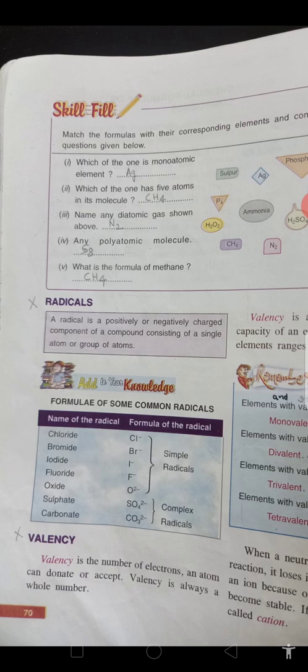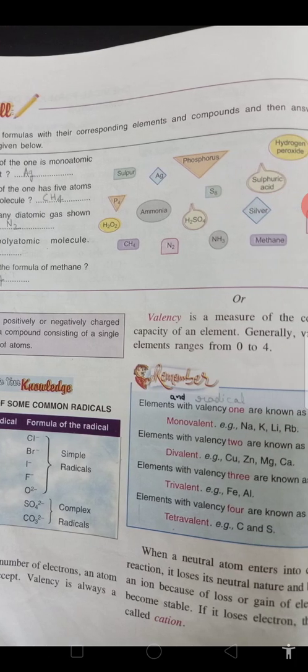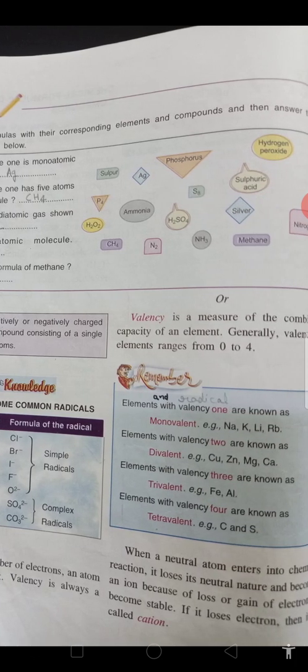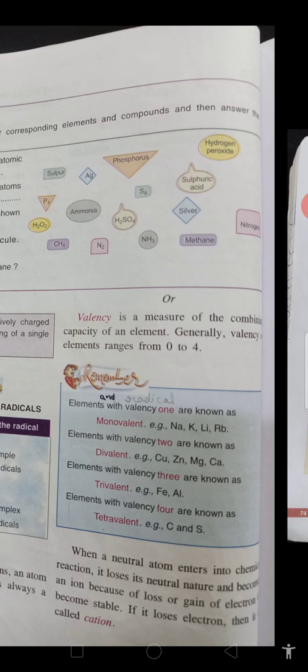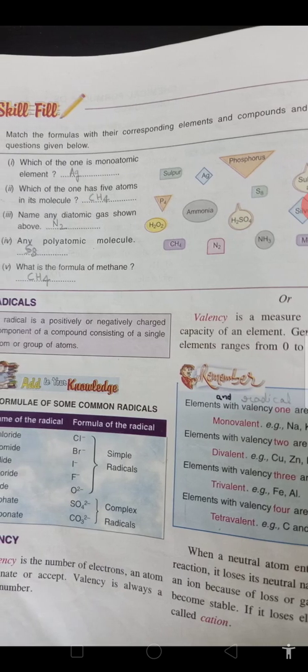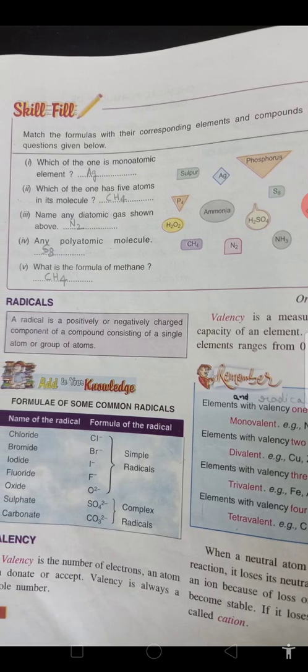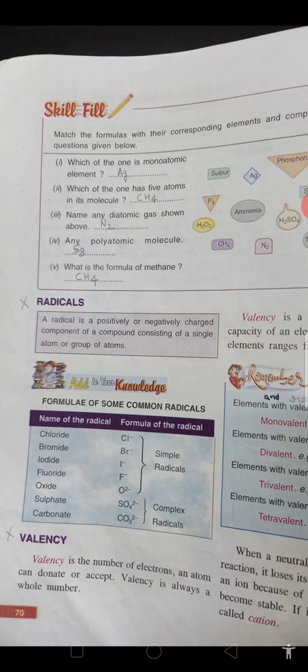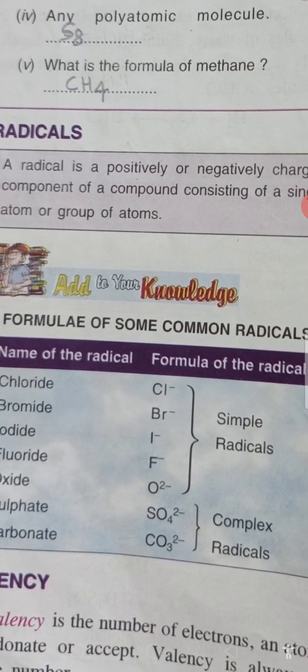Then it is asking for any polyatomic molecule. Polyatomic molecule, children, over here is sulfur. So sulfur is polyatomic, having more than two atoms, and you can also write phosphorus P4. So two answers can be given over here, P4 or sulfur, for polyatomic. What is the formula of methane? The formula of methane is CH4. So children, this is regarding some exercise related to what we have done.